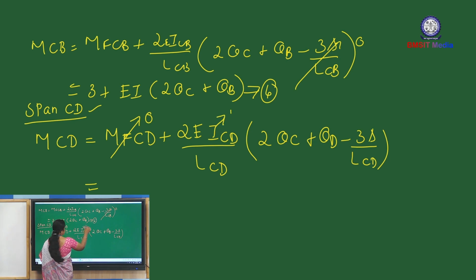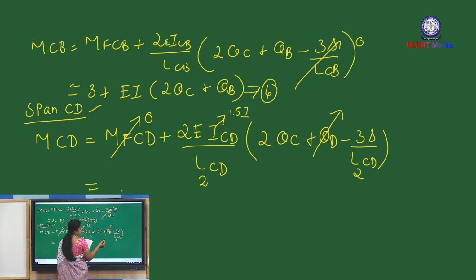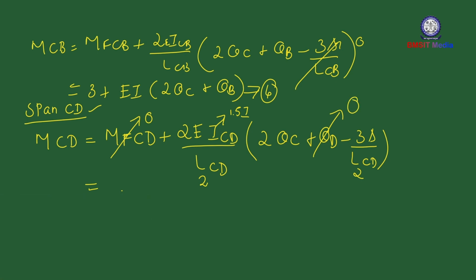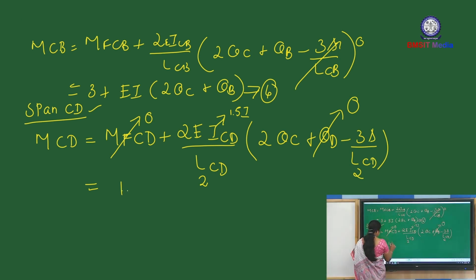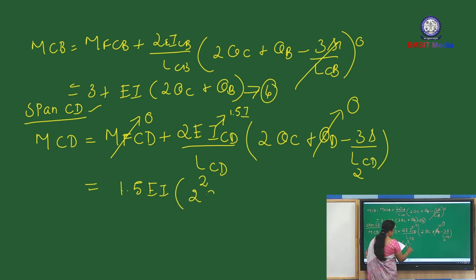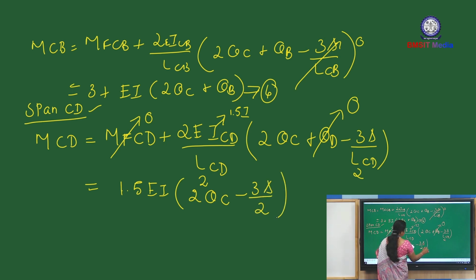ICD equal to 1.5 times I as per the given problem. And LCD equal to 2 meter, and this is also 2 meter. But coming to D, D is a fixed support, so there is no rotation at the fixed support, so theta D becomes 0. Now substitute the values, we can find out the answer, that is 1.5 times EI into 2 theta C minus 3 delta divided by 2. So this is equation number 5.